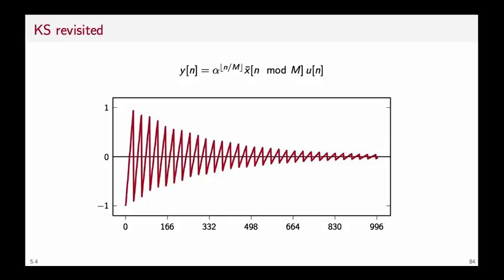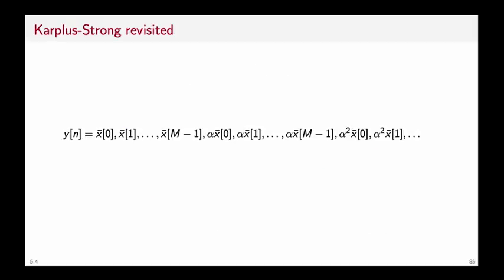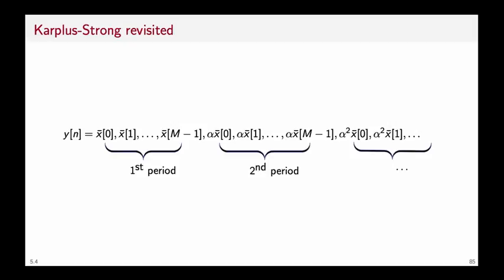So for instance, if we initialize the algorithm with one period of the sawtooth wave, what we get in the end is multiple repetitions of that period scaled by an exponentially decaying envelope. In the time domain, we can write this out explicitly as such. Here we have the first period of the output signal is just a copy of the non-zero values of the finite support signal, followed by another copy scaled by alpha, followed by another copy scaled by alpha squared, and so on and so forth.